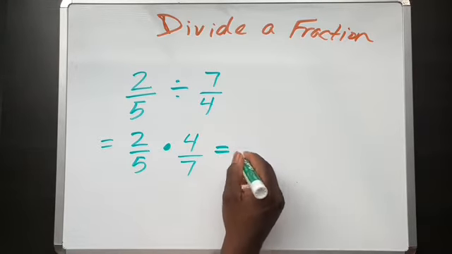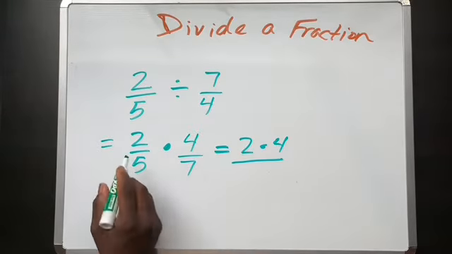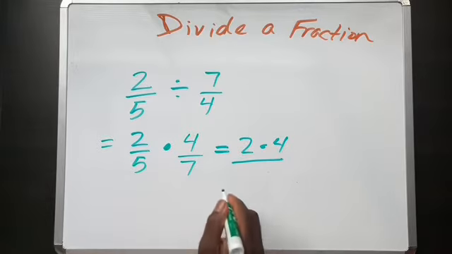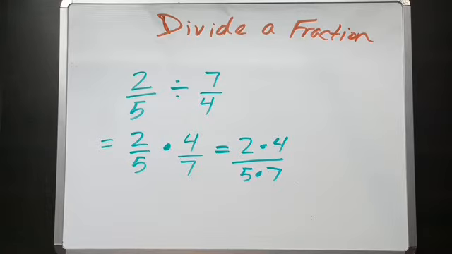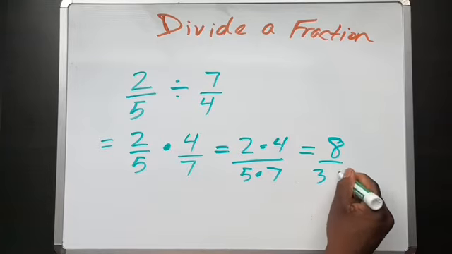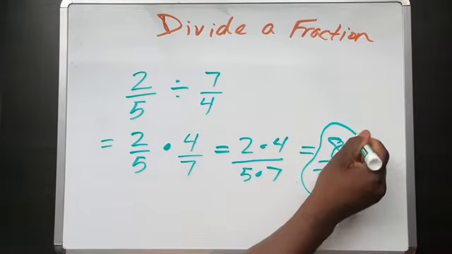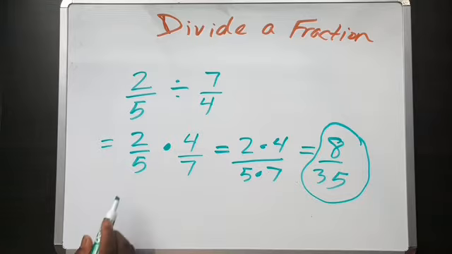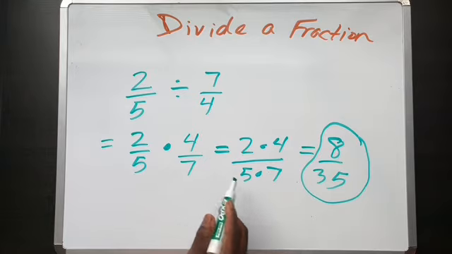So now that we've done that, we get 2 times 4, because we're multiplying fractions, numerator times numerator, over denominator times denominator, over 5 times 7. Very good. And we're going to get 8 over 35. Okay? So that is a simplified form, and that is how you divide a fraction. Keep the first fraction, multiply it by the reciprocal of the second fraction, multiply the numerators and the denominators, and that's what you get, 8 over 35.